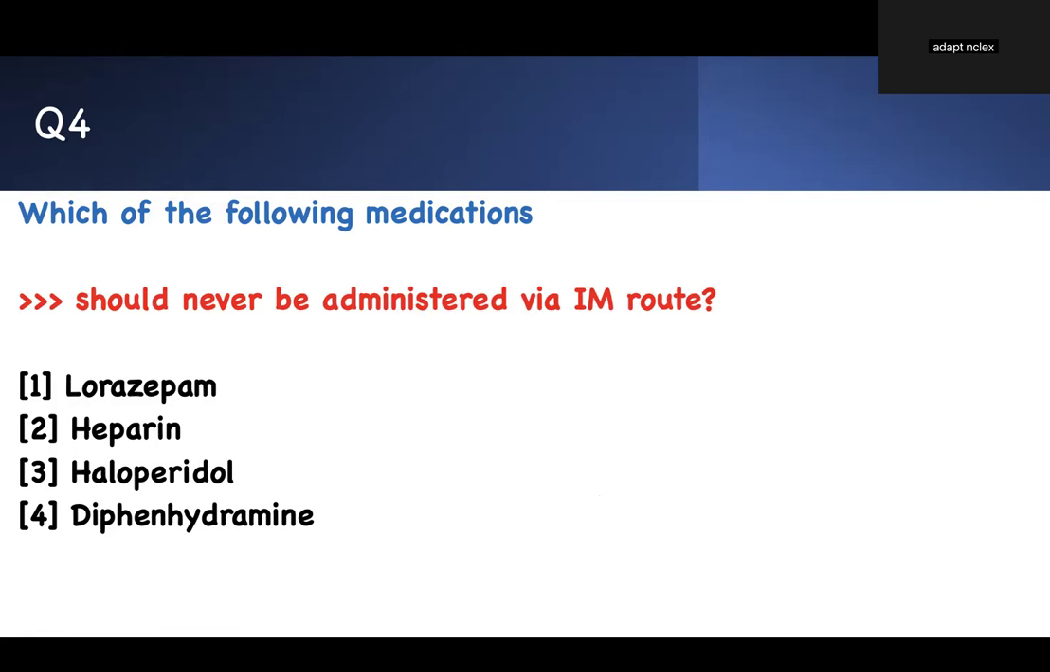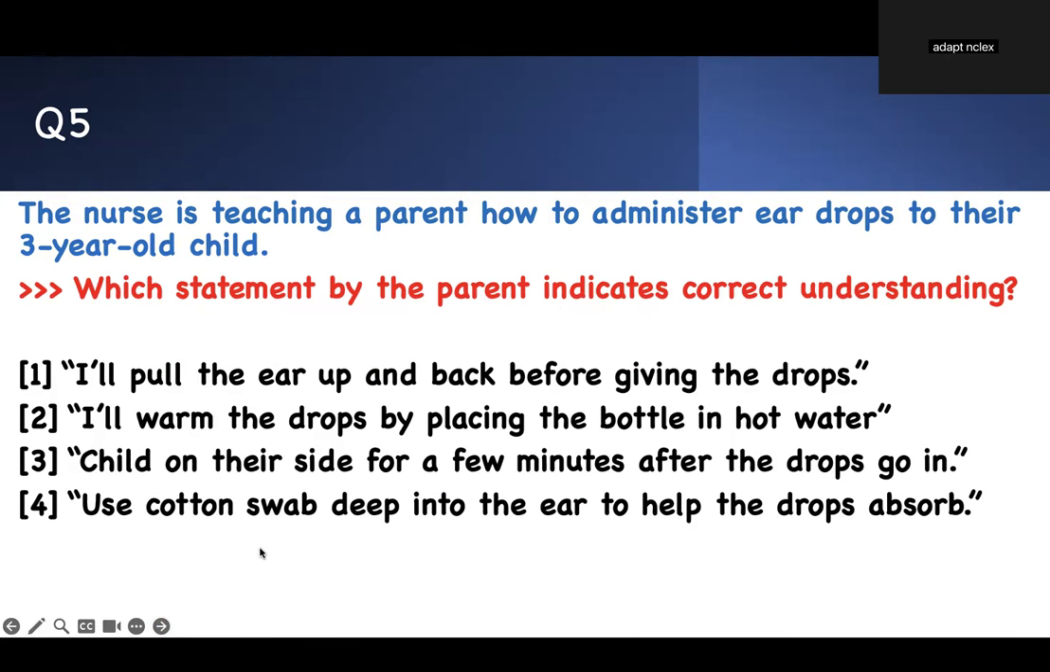Straightforward. Next one. She's teaching the parent how to administer ear drops to their 3-year-old child. Which statement by the parent indicates correct understanding? So you have to understand how to administer ear drops. There's a technique. I know which one they're going to ask you, and I put it there as an answer. That's the key aspect of ear drops. You have to know that one.